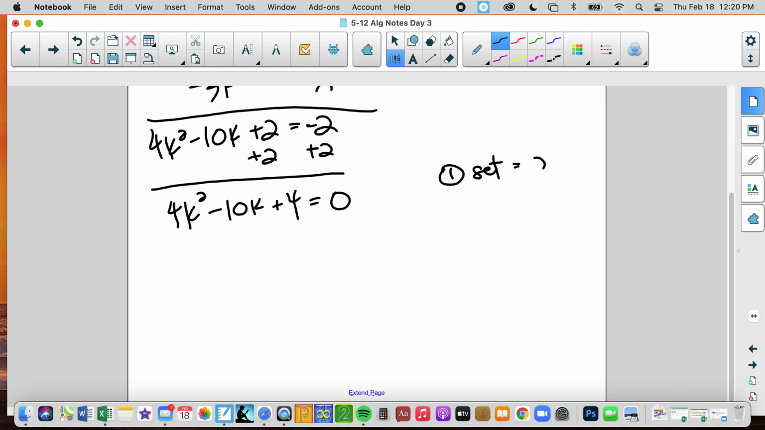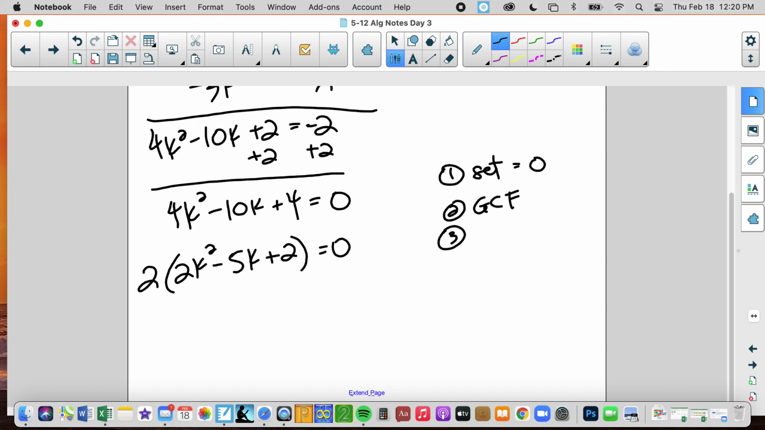Next thing is greatest common factor. Does it have a greatest common factor? Yes. In fact, it does. There is a 2 that goes into each of these 3 terms. So if I factor out a 2, I get 2 times 2k squared minus 5k plus 2 equals 0. Okay, that's cool. Now, I want to see, can I still factor that portion?